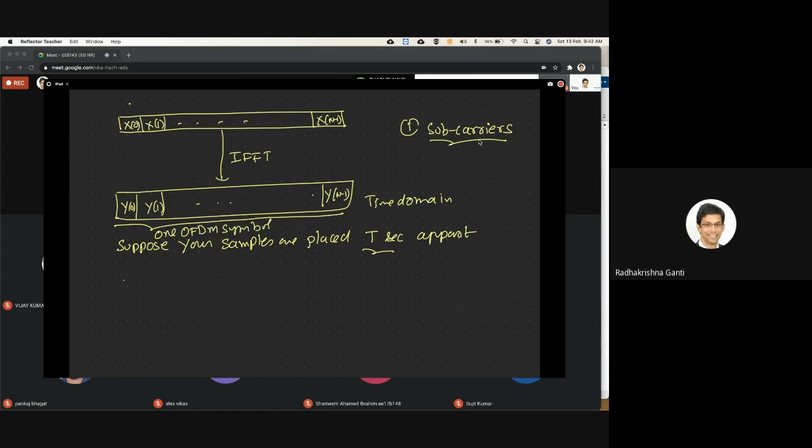What is the duration of the OFDM symbol in terms of T? NT. NT, fantastic. There are n such samples, and each sample is T seconds. So the duration of the OFDM symbol is n samples times T.